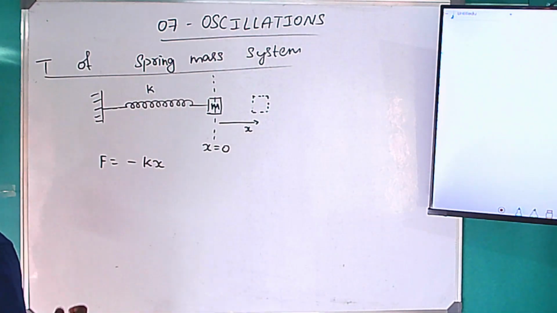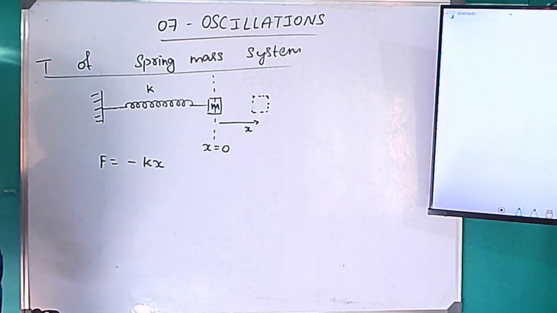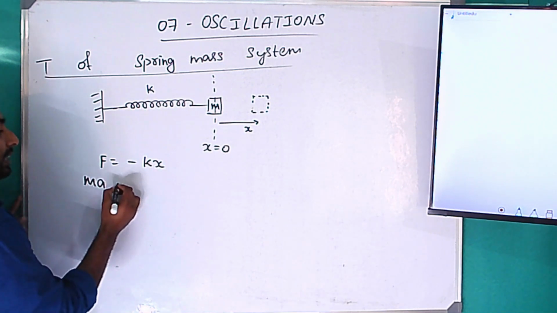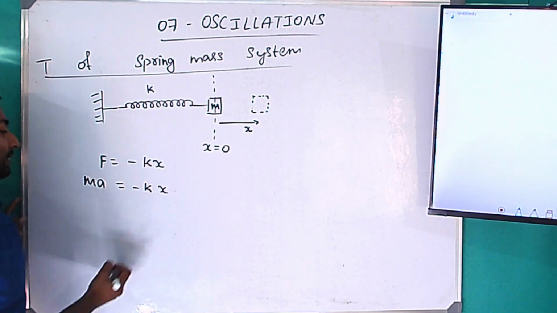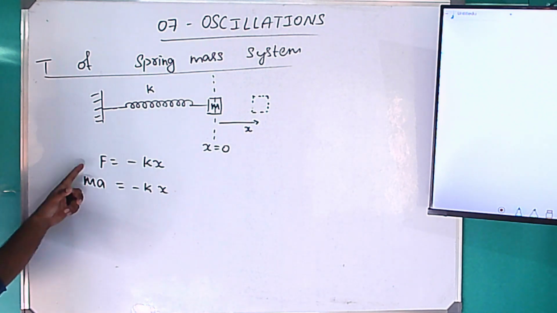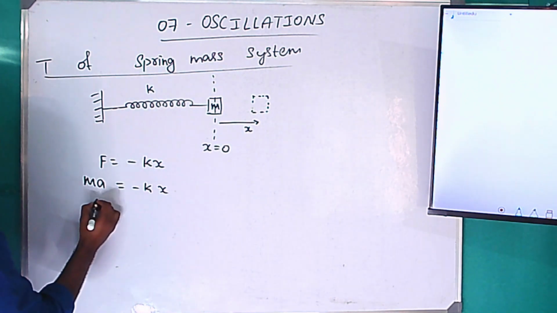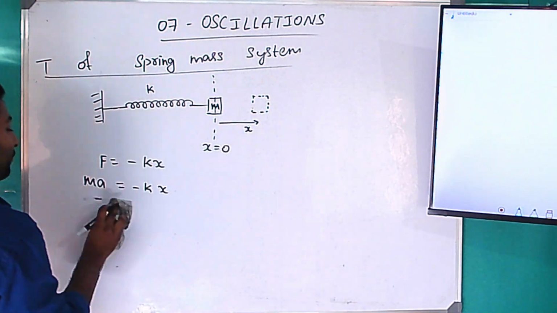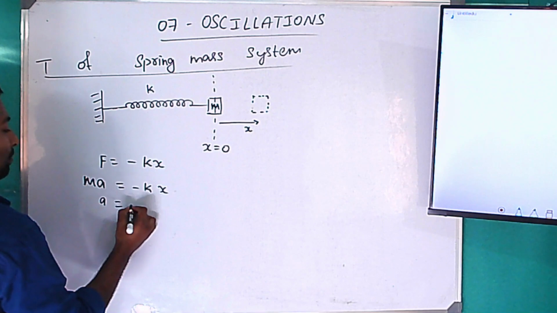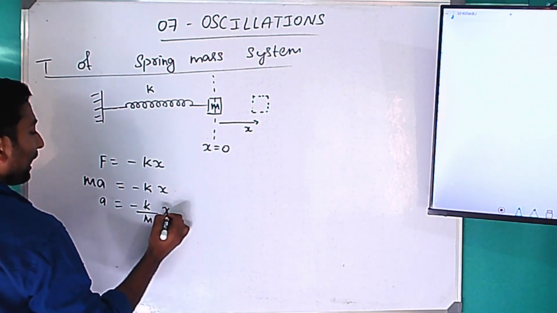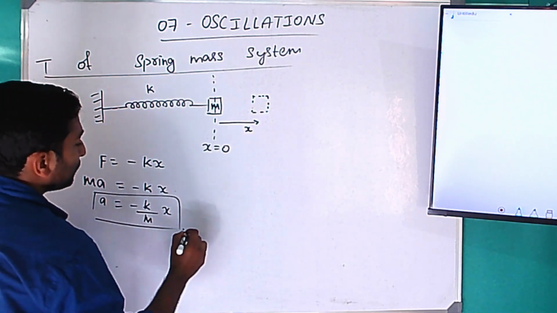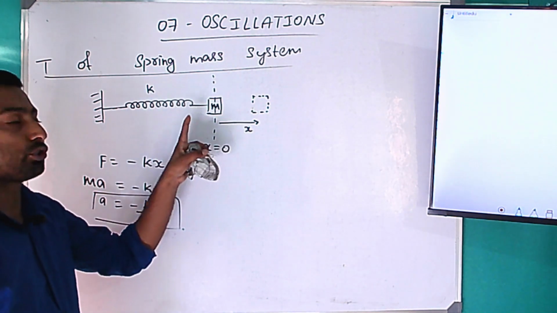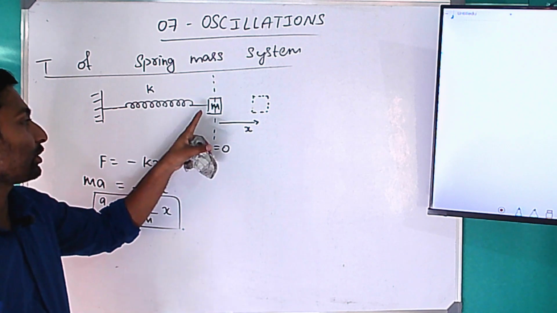Now let us call this F is equal to minus kx, and according to Newton's law F is given by ma. So ma is equal to minus kx. This is according to Newton's second law. Now this can be written as, not m, a can be written as minus k by m into x. So this is the acceleration of the mass which is executing to and fro motion and is attached to the spring as shown in the figure.